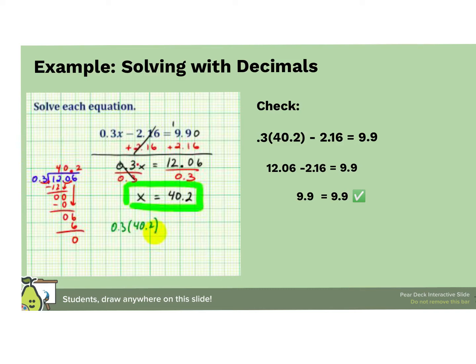So the purpose of this slide is just to show you how to check, because we haven't been doing it, but we do need to check moving forward. So in this equation right here, it's already been solved, and the answer is 40 and 2/10. So when you check, you always plug your answer into the original equation.